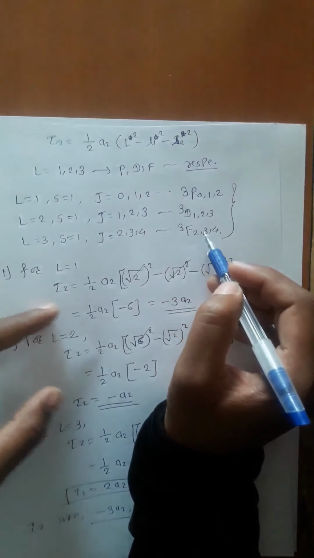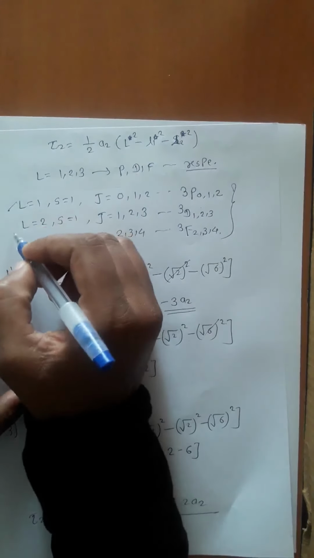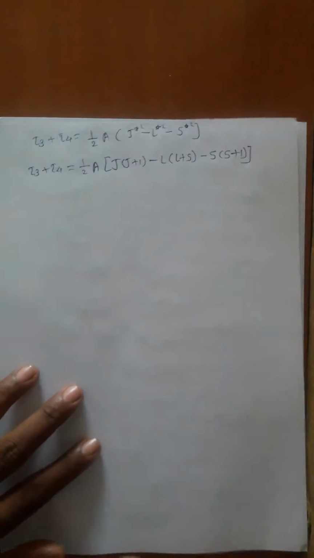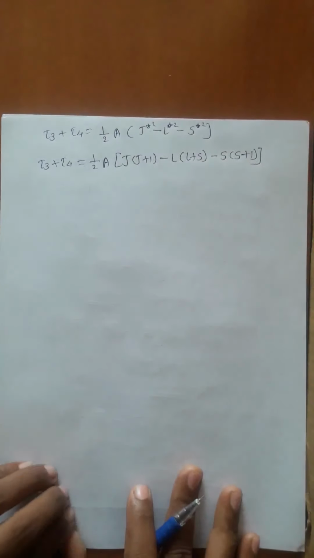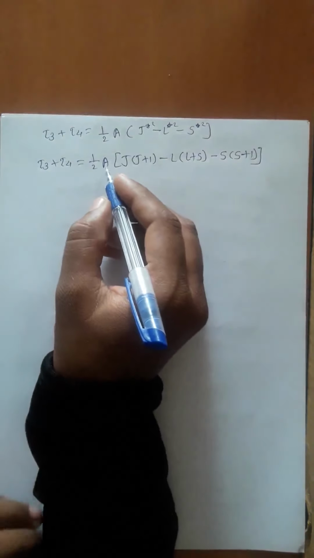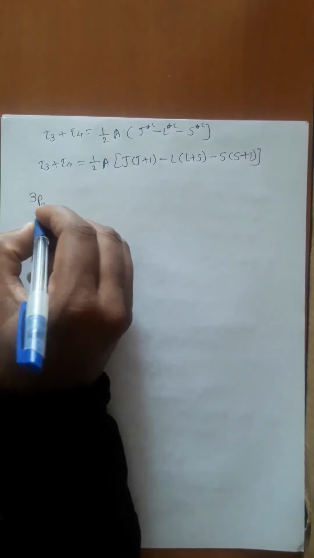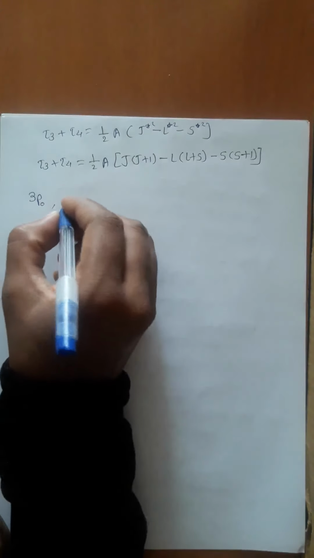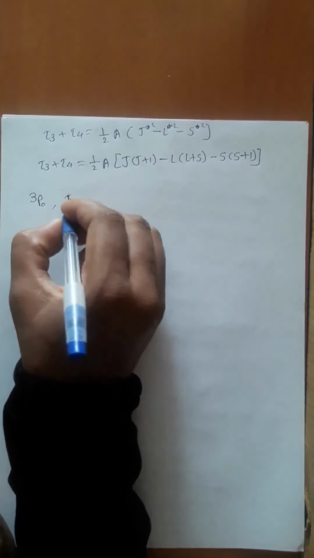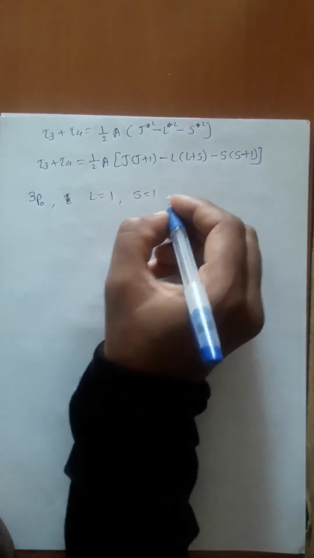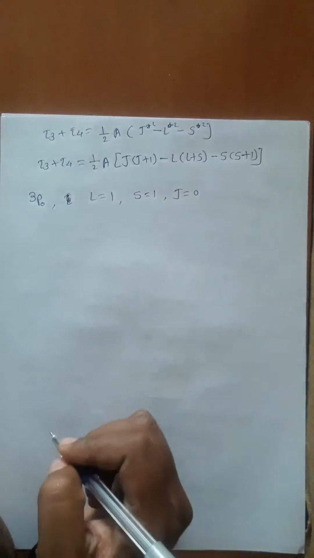I will calculate one, then the remaining two you will calculate in homework. Tau 3 plus tau 4 is equal to 1 half a. Now for the first state, 3P0, the value of l is equal to 1, s is equal to 1 and j is equal to 0.